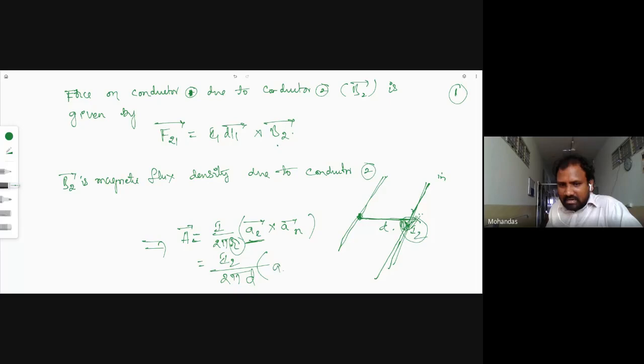A Z direction. A Z direction. Cross, what is the AN here? It is the unit vector along the distance vector which is perpendicular to this source. So this is the perpendicular one.